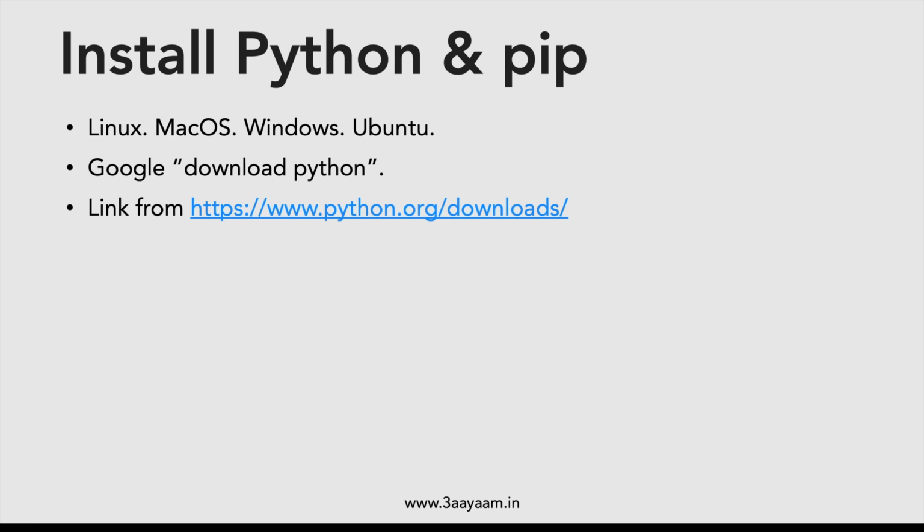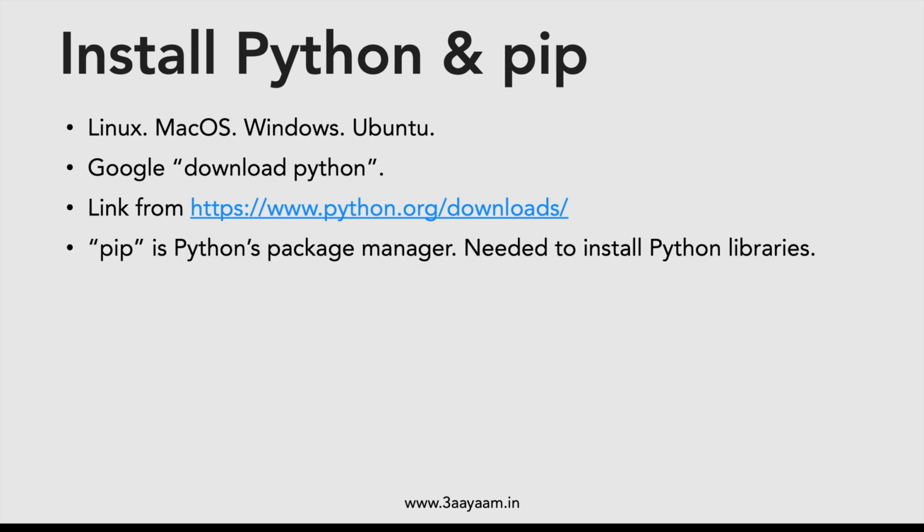So you go to python.org and then go to the downloads and download the version that you need. Then there's something called pip, which is Python's package manager. We need to install pip because we download all the Python libraries using pip only. So it can be either pip or pip3. If you download Python using the python.org link, you should be getting pip also.